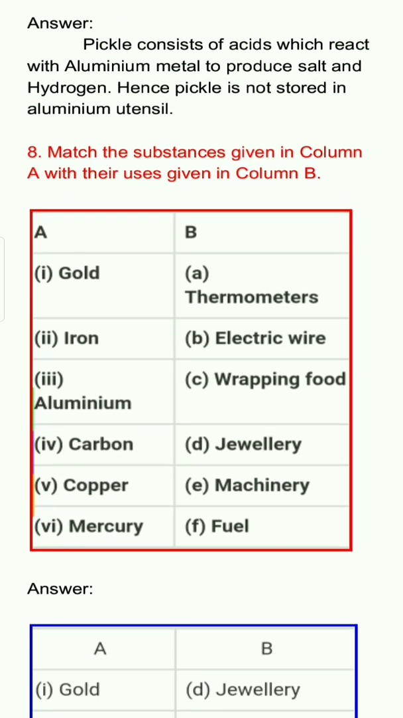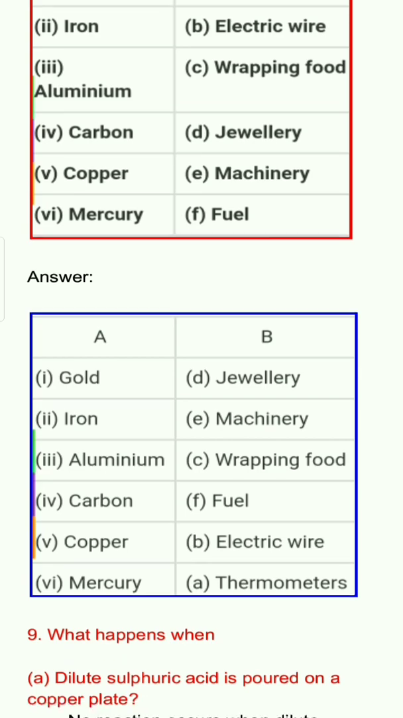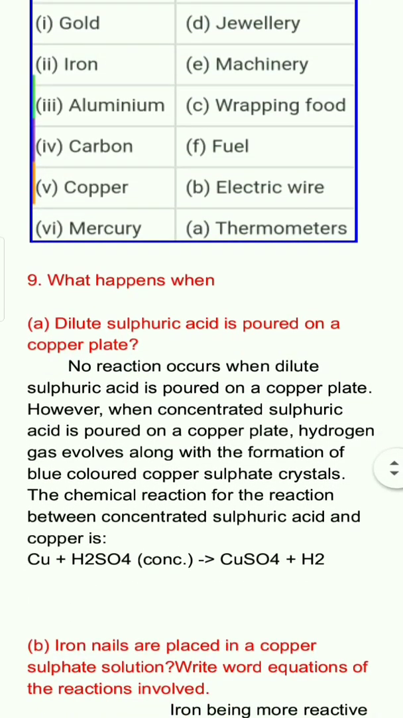Question 8. Match the substances given in column A with their uses given in column B. Answer. Gold, jewelry. Iron, machinery. Aluminum, wrapping food. Carbon, fuel. Copper, electric wire. Mercury, thermometers. Question 9. What happens when A. dilute sulfuric acid is poured on a copper plate?